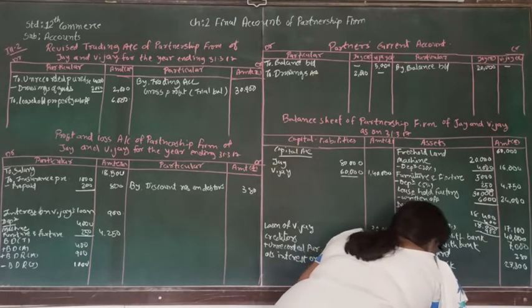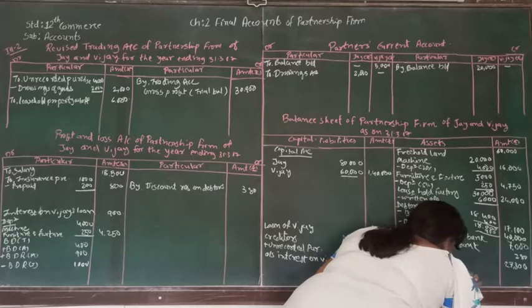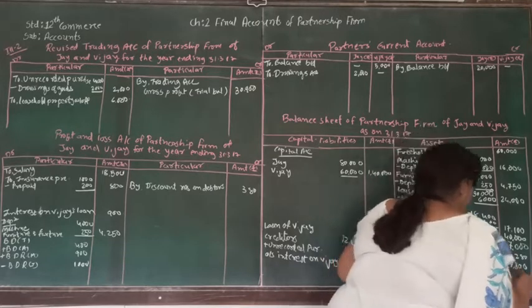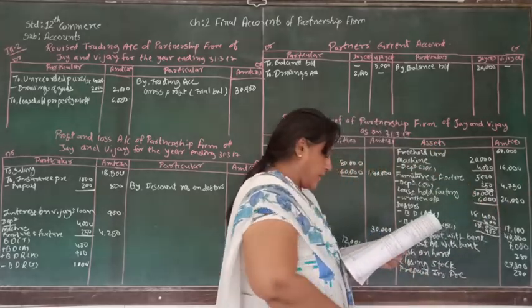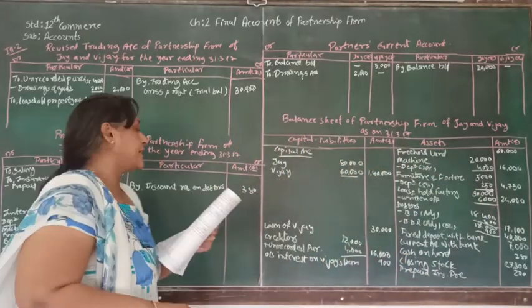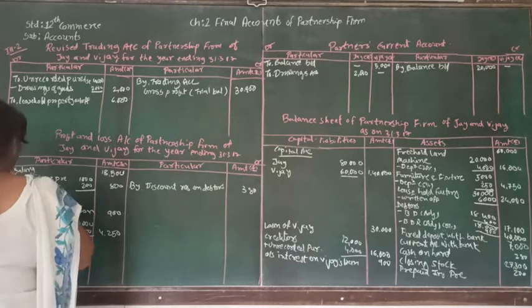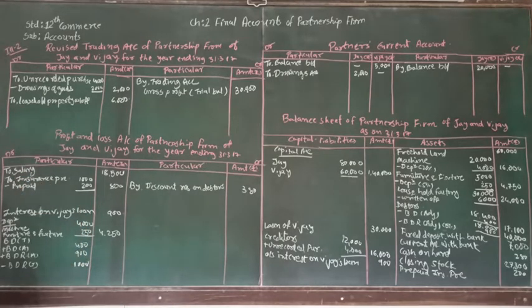Prepaid insurance premium, and that is 200. After the insurance premium, another expense is printing and stationery. So that is supposed to be written in the profit and loss account, to printing and stationery. How much is the printing and stationery amount? 600.